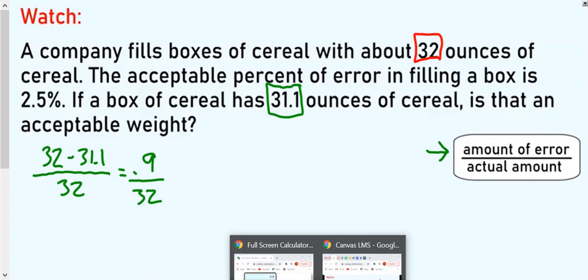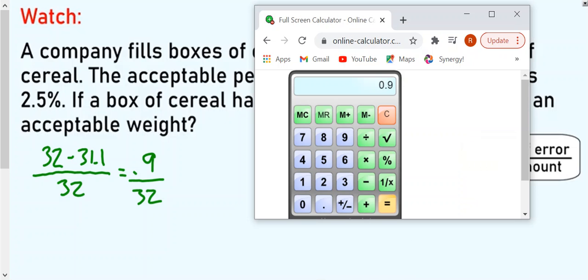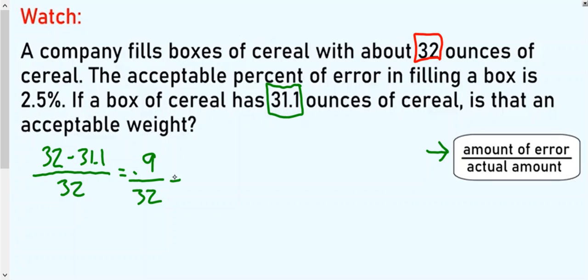So we have 0.9 divided by 32, and that's going to give us a decimal of 0.028125. If we want to find that percent, we can just multiply it by 100, and that is a 2.81% error. So about 2.8% error.